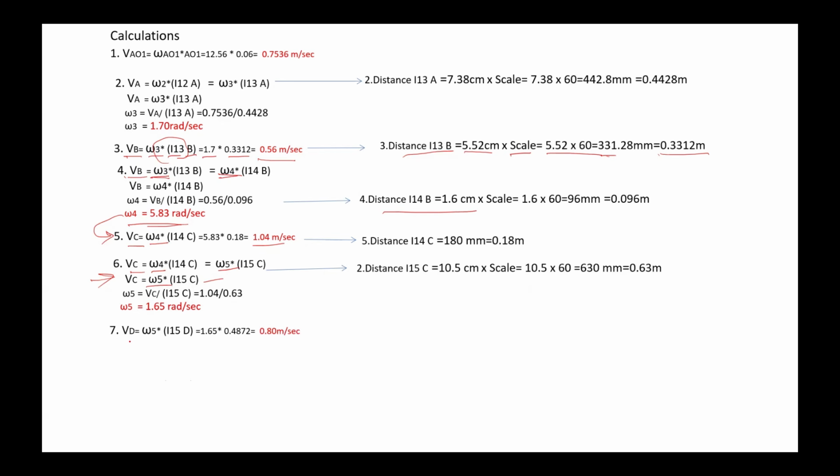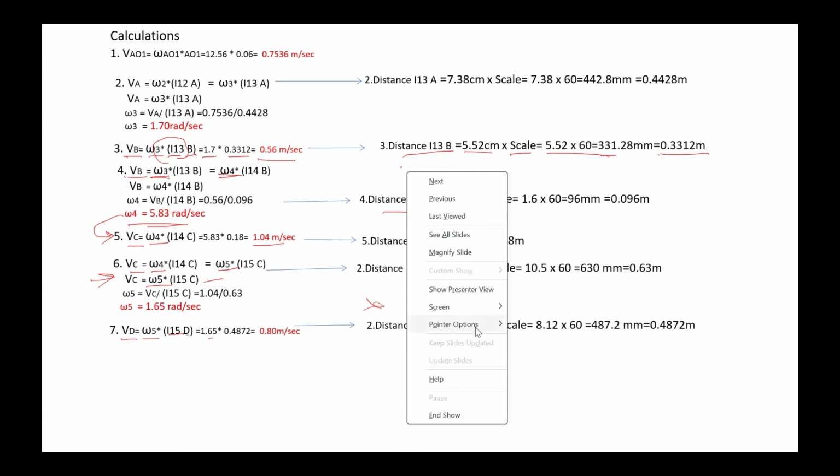Then after getting omega 5, it is easy to find out your final answer, that is velocity of D. Velocity of D is nothing but omega 5. Consider that D point is on link 5. So omega 5 multiplied by I5D. I5D calculation I have shown here. So in this way, your calculation is over. So in ICR, your calculations are more, but you need to understand this. So here ends the numerical.